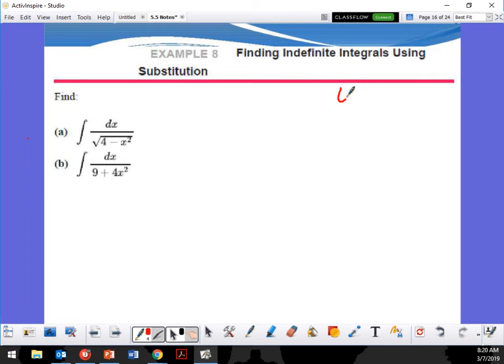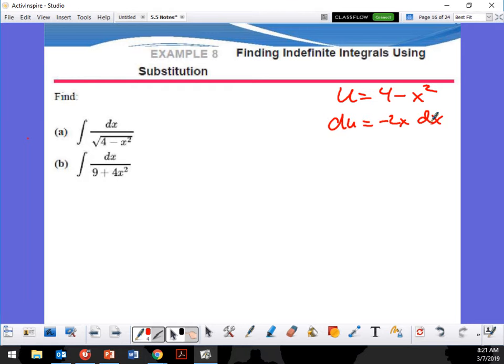So I'm going to say that u is 4 minus x squared. Du is going to be, it's going to be what? Negative 2x dx. Does that help me out? Okay, remember, whenever we're doing these, they're like a puzzle. You have to see how it fits.